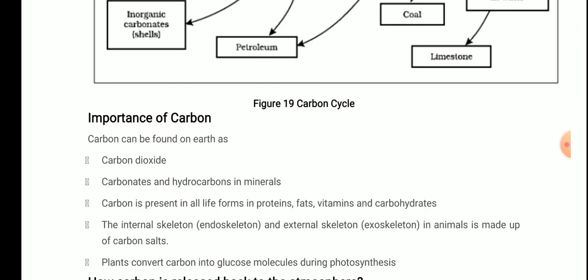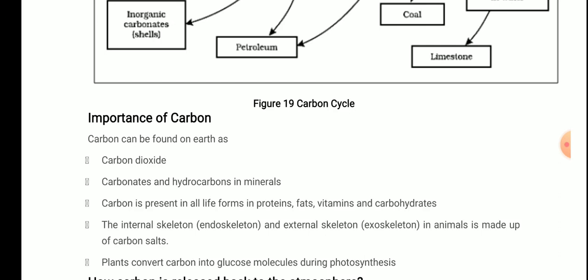Third, carbon is present in all life forms, in proteins, fats, vitamins and carbohydrates. We just discussed in the carbon cycle that carbon from the atmosphere is taken by the plants, and from the plants it is taken by the animals. So it is present in all life forms in the form of proteins, fats, vitamins and carbohydrates.